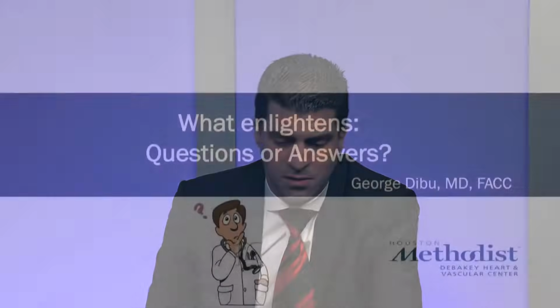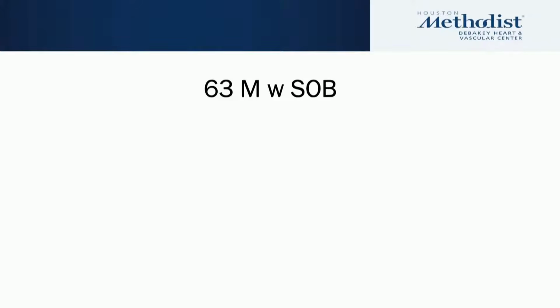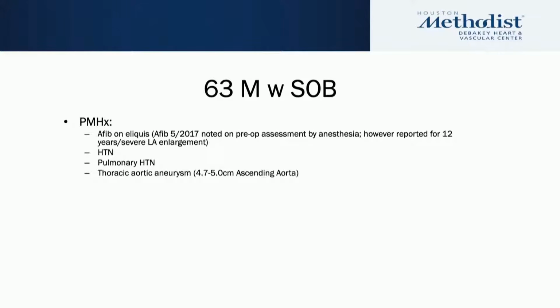So what enlightens us? I have a 63-year-old male whose main complaint is shortness of breath. He has a past medical history of AFib. He's on Eliquis for that. At least we know that he's had that for almost 4 years. It was noted on a pre-op assessment by anesthesia. He, however, reports a verbal history of a 12-year history of AFib reported during surgery before. We know that he has severe LA enlargement from an echo, and I'll get there in a second.